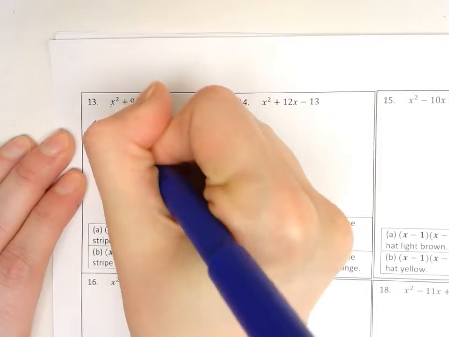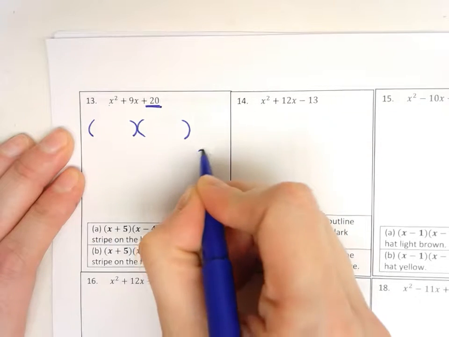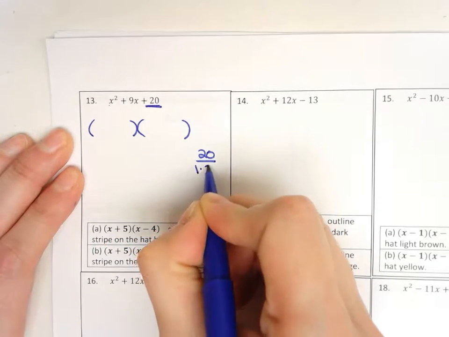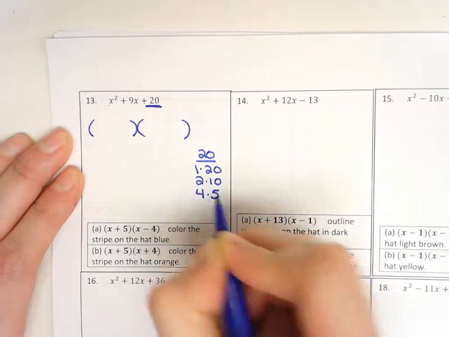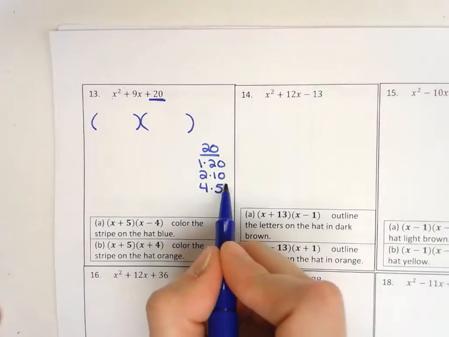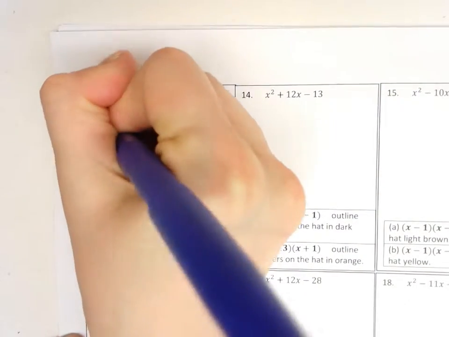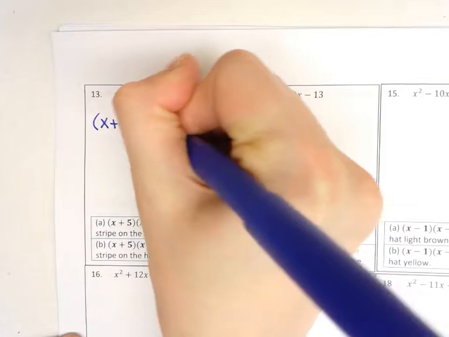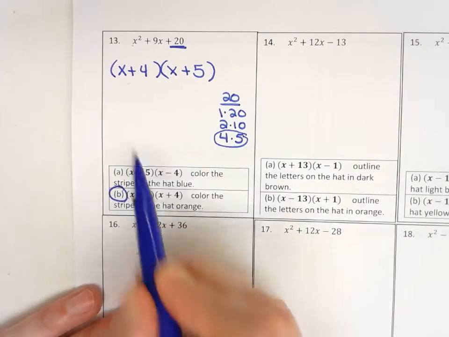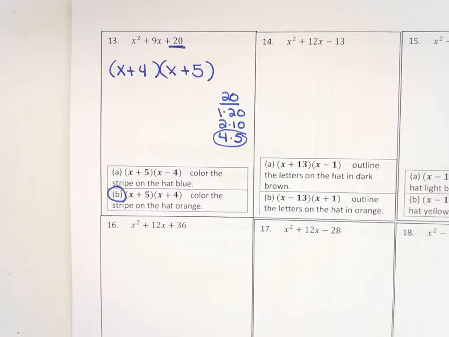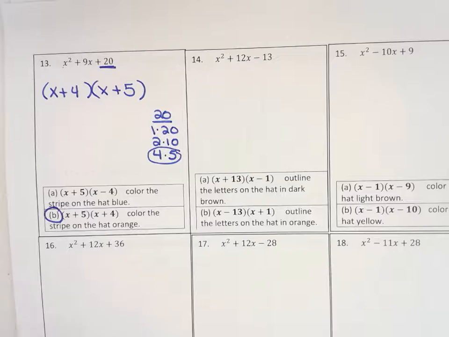You can jump straight to your parentheses and list the factors of your constant, so the number at the end. So 20 could be 1 times 20 or 2 times 10. Or 4 times 5. But I'm going to pick 4 and 5 because those two add to give me positive 9. So I've got x plus 4 times x plus 5, which means my answer is B. Now what's inside the parentheses, as long as that's the same thing, it's okay for them to be switched around like that.